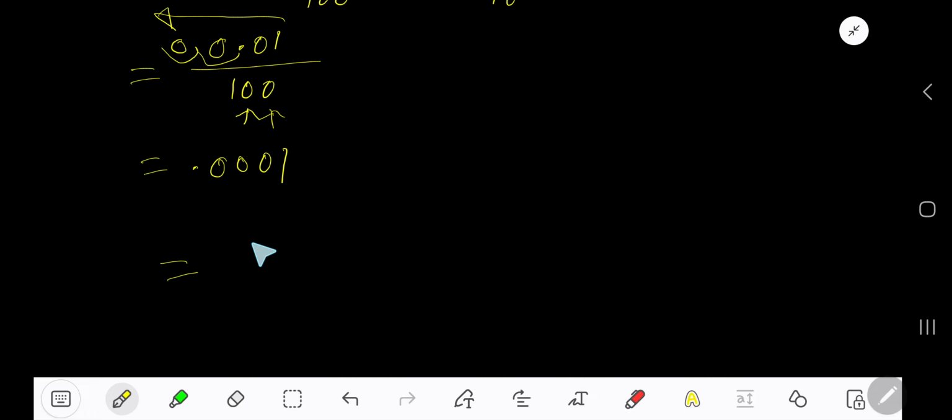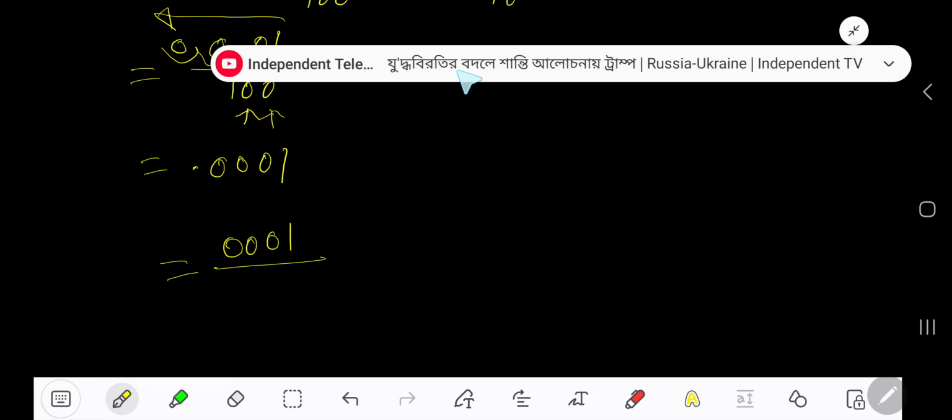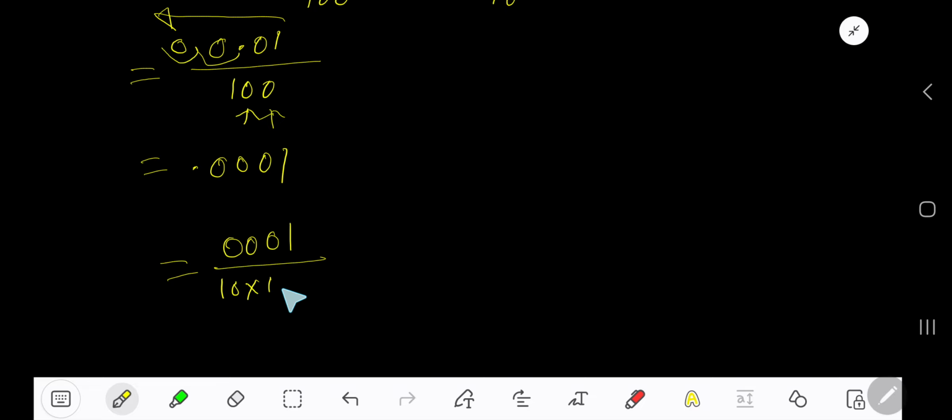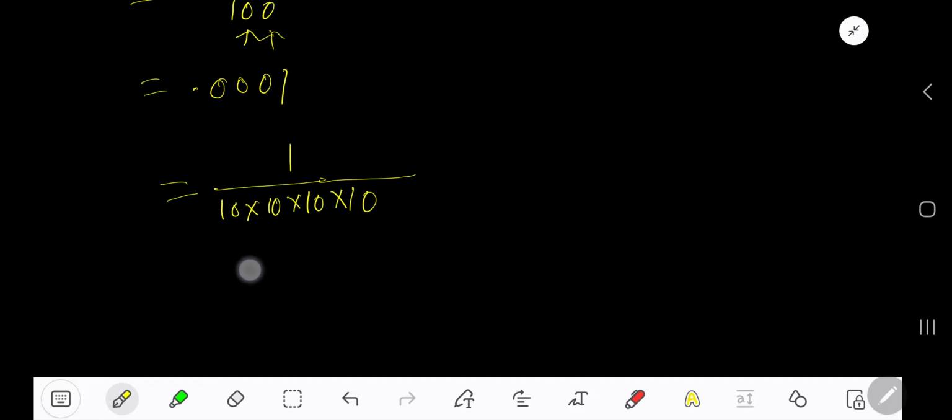Now we need to convert this decimal to a fraction. We need a numerator and denominator. For the numerator, just keep the decimal number you are getting, and for the denominator, for every digit after the decimal you have to consider 10 as a multiplication. 1 2 3 4, so write 4 tens as a multiplication. These three don't have any value.